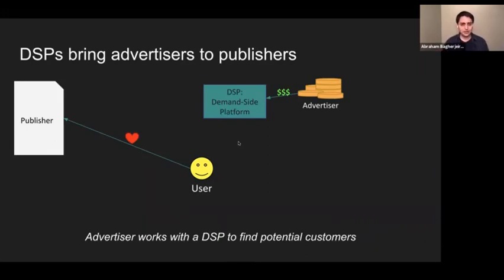So how do we connect these two sides? There is something called the demand side platform. The demand side platform is connecting our advertisers to our publishers. The advertisers pay lots of money to these demand side platforms to find users who are interested in them. And they give a specification. It's called an ad campaign that says, here's the kind of customer that I think would make sense for my product. Here's what I'd like to show them, and here's how much I'd like to pay in order for that to happen. The demand side platform then has the job of finding the customers.